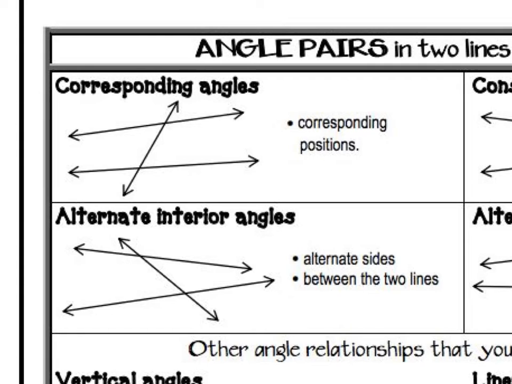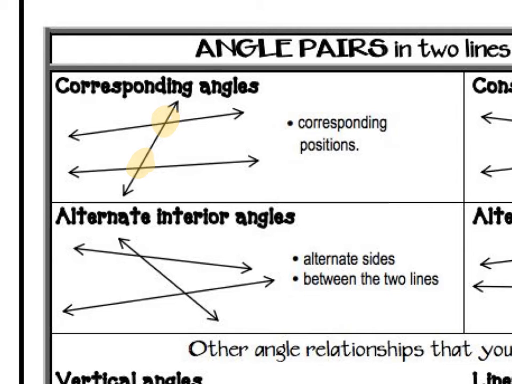Corresponding. Corresponding angles are in corresponding positions. What that means is that they are in the same spot. So you'll see that you have two groups of 4 here. You got this group of 4, and you got this group of 4 angles. 1, 2, 3, 4. 1, 2, 3, 4. They are corresponding if they're in the same spot in that group of 4.